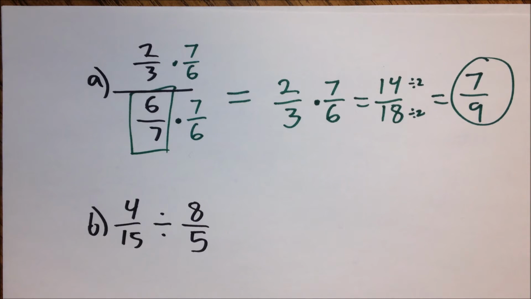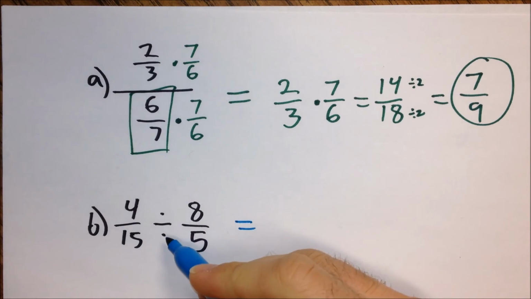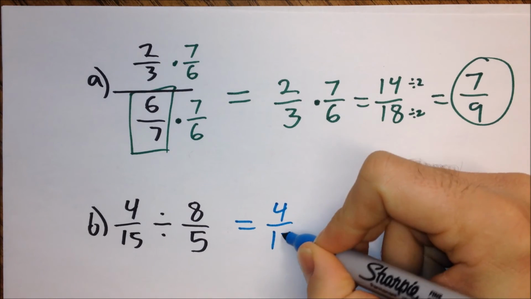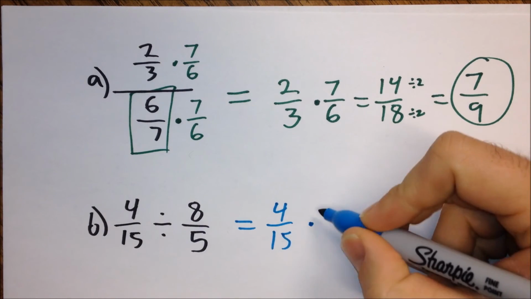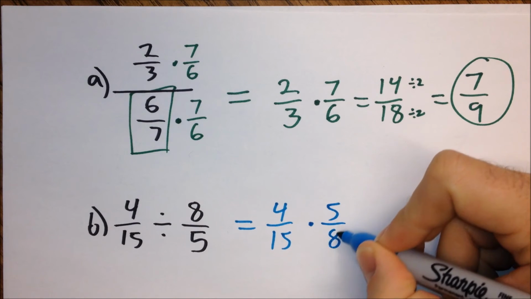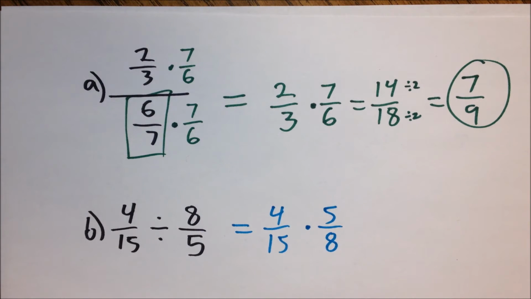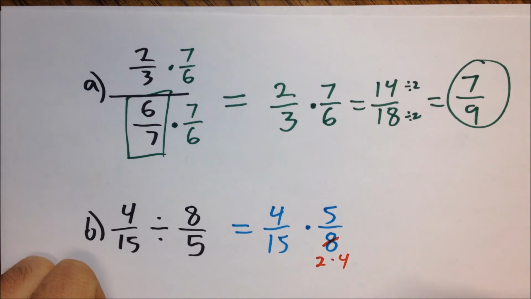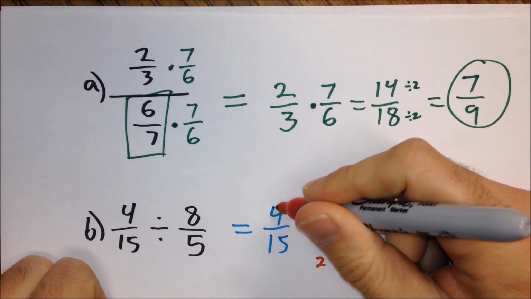Okay, let's work on our next problem and see how it goes. Again, this is a division problem. Let's change it to a multiplication problem. 4 divided by 15 times 5 over 8. Let's do this one instead of multiplying and simplifying. Let's go ahead and cancel what we can cancel. I'll notice that 8 is the same as 2 times 4. And so now those 4's cancel each other.